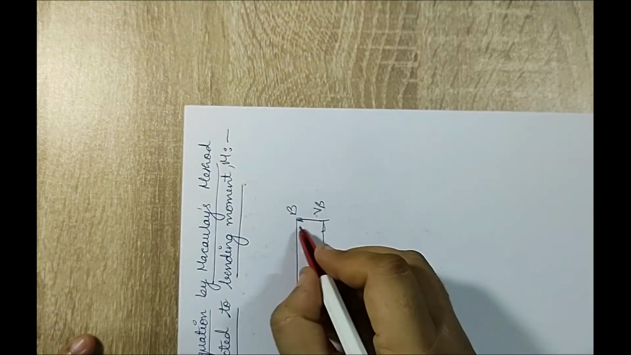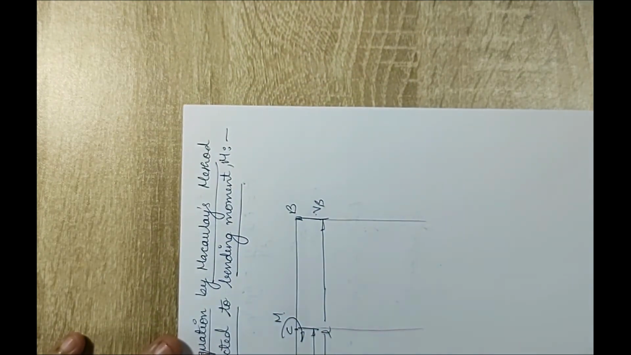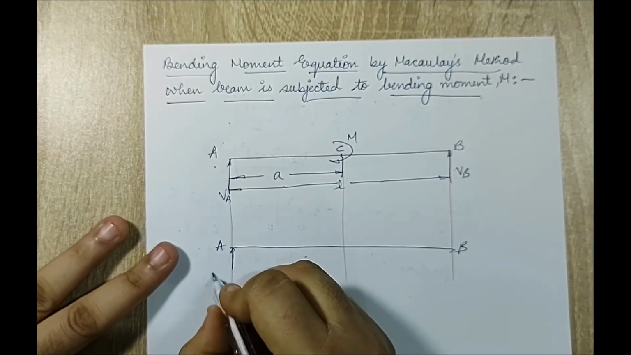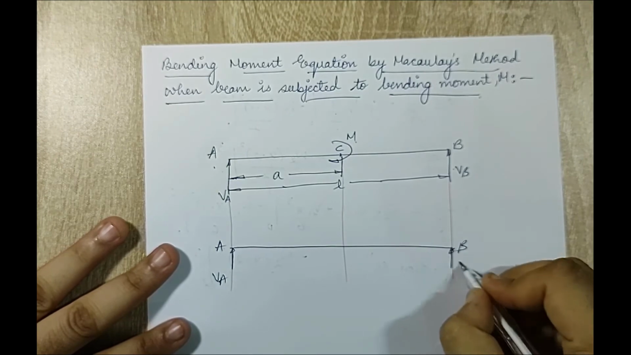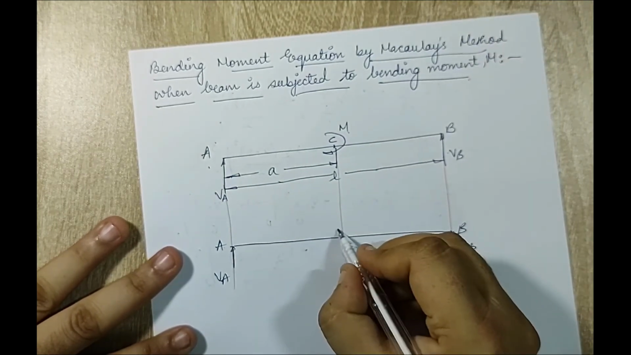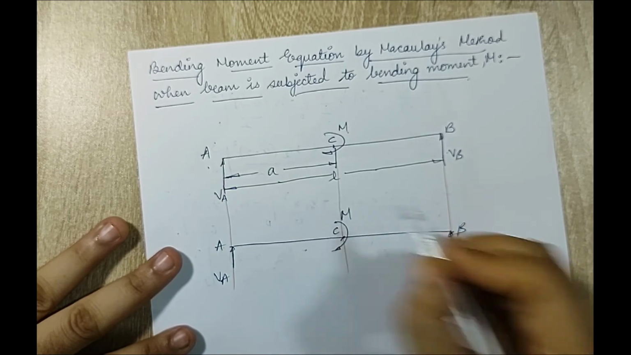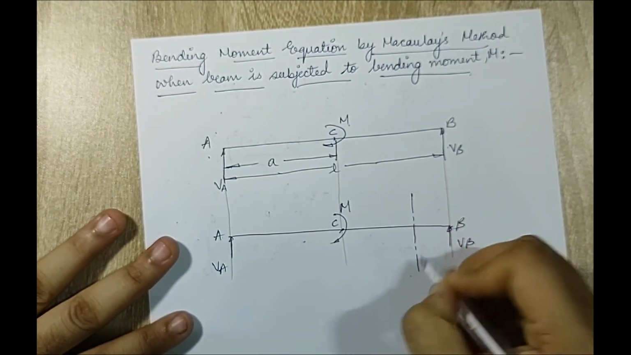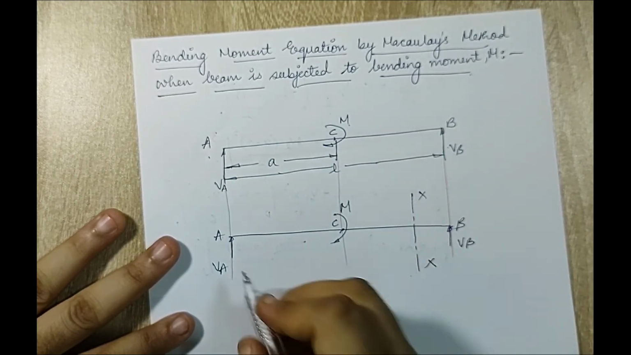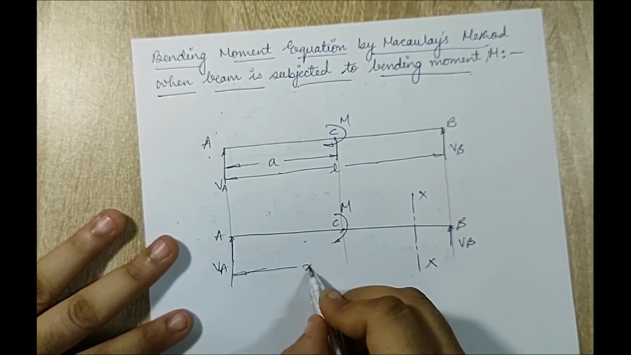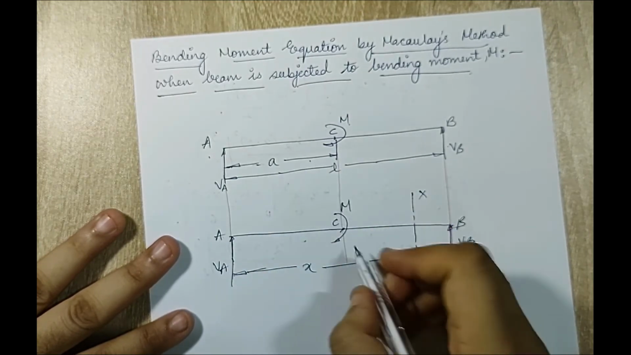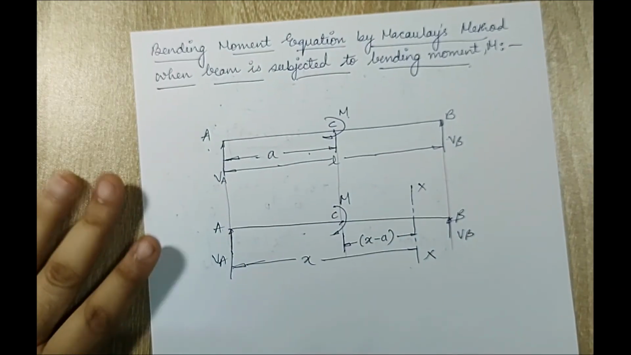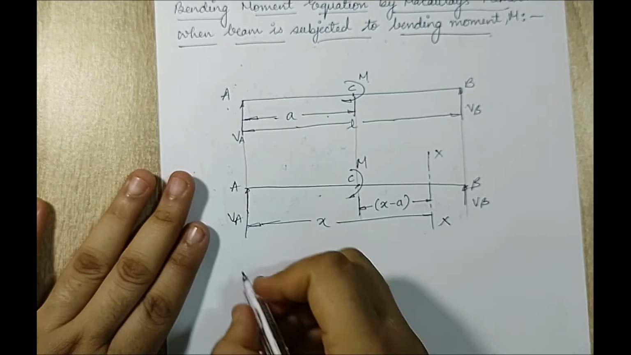So I'll draw the diagram. This is my beam AB. At point A there is reaction VA, at B there is reaction VB. This is my point C. Here there is a moment m. Now at this end of the beam C to B, I'll draw the slider as I had drawn for the previous one. The distance over here will be x. Since this distance is a, this distance will be x minus a. Now I'll directly jump to writing of the equation.